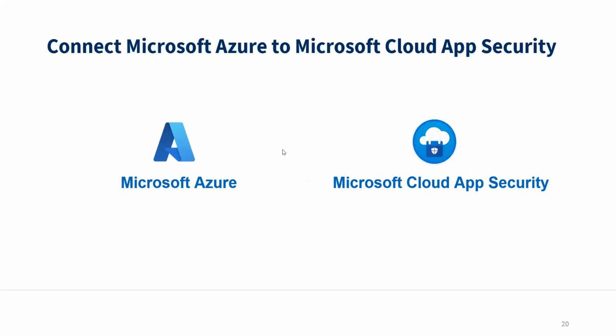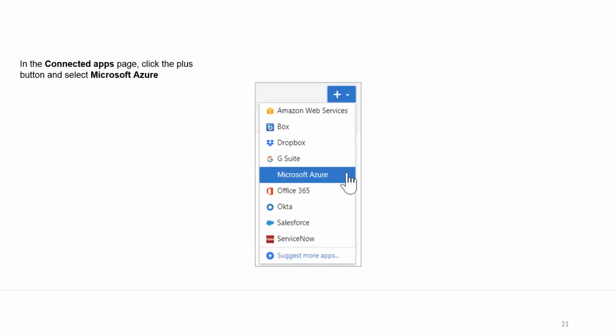So the last one I'm going to go through, the last integration, is Microsoft Azure with Microsoft Cloud App Security. And this is pretty much the same as Office 365. You just go to the connected apps and add Microsoft Azure, and then it will automatically feed the information about the assets that you have in Microsoft Azure, the users, the storage, the compute, all the different asset types that you may have within your Azure tenant. It will provide all that information to Cloud App Security and take advantage of the intelligence and machine learning within Cloud App Security.